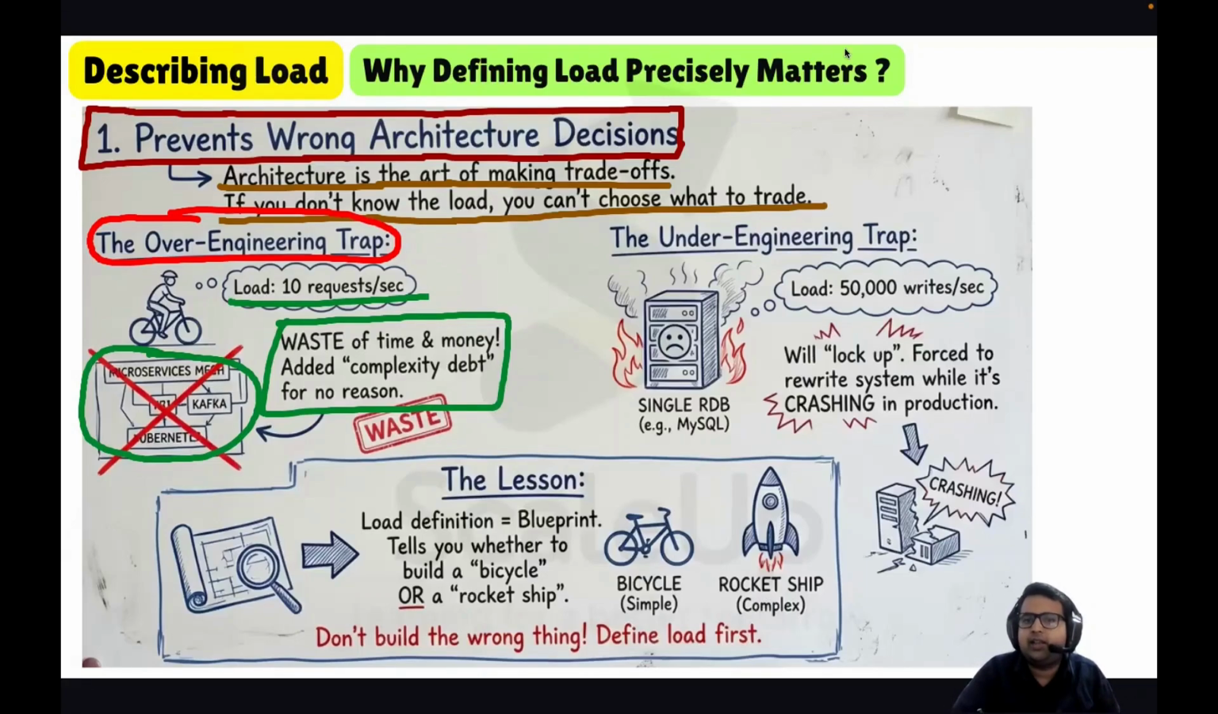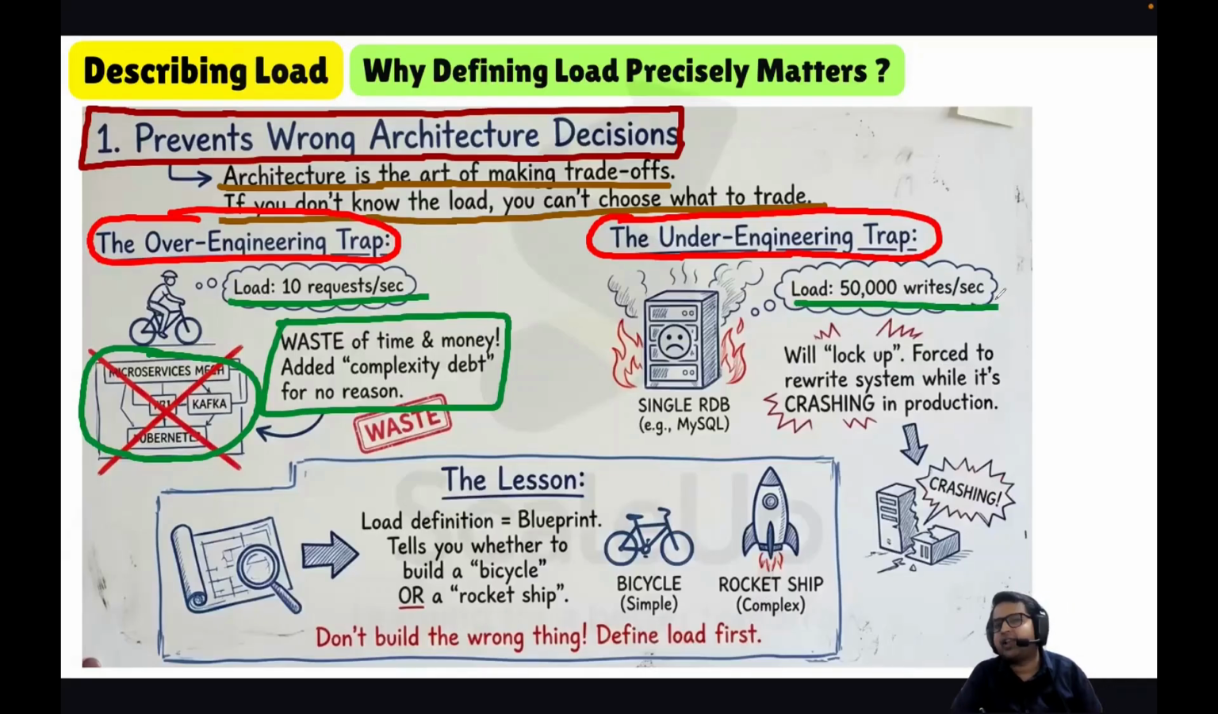And similarly, if we don't define the load precisely, we might get stuck in the under-engineering trap, wherein let us suppose the load is 50,000 writes per second, but we are just making use of a single relational database to handle the load. And definitely, after a point of time, the database will lock up. It might crash in production.